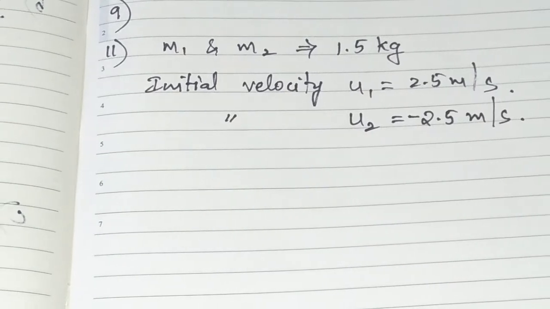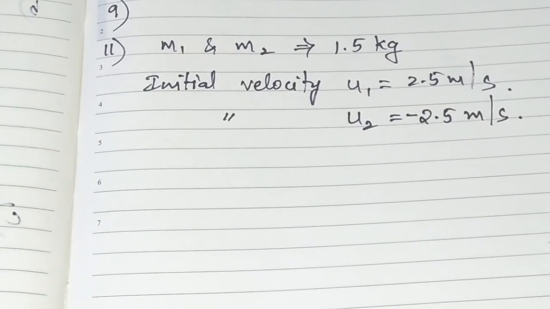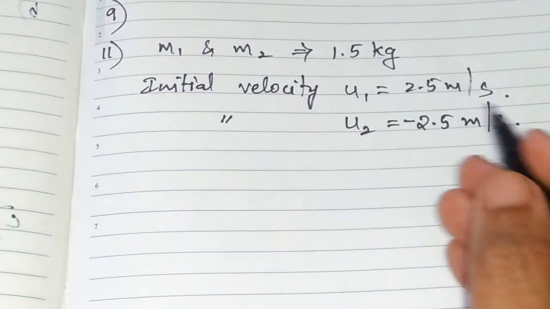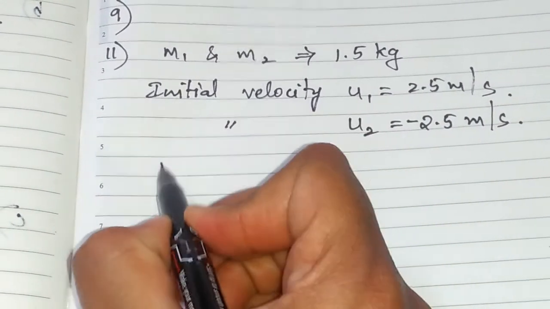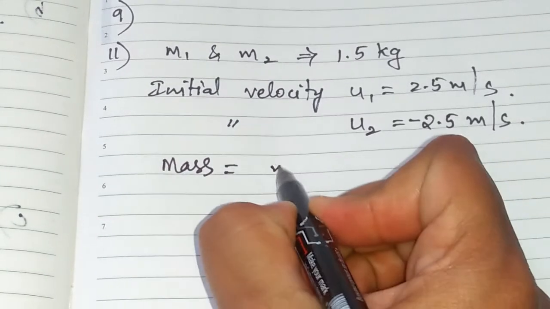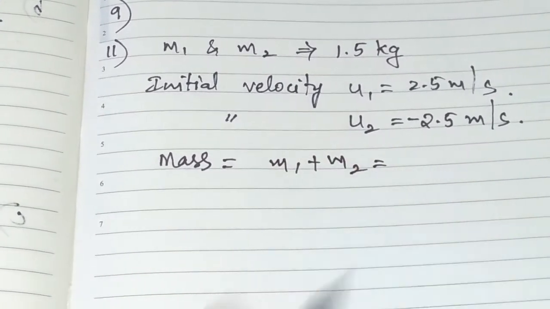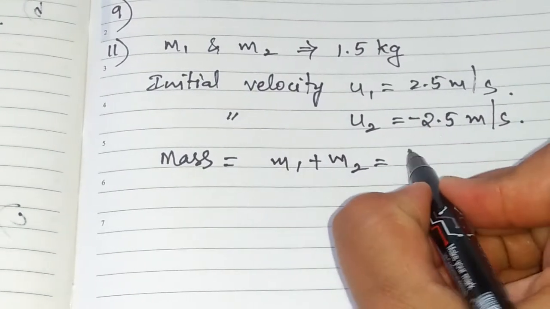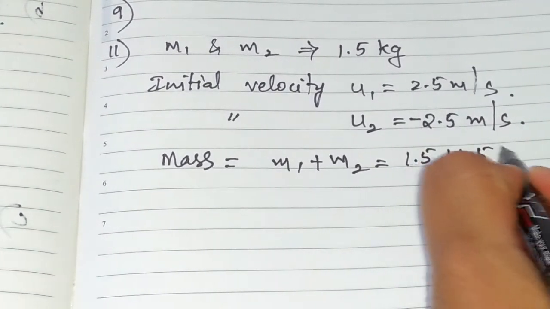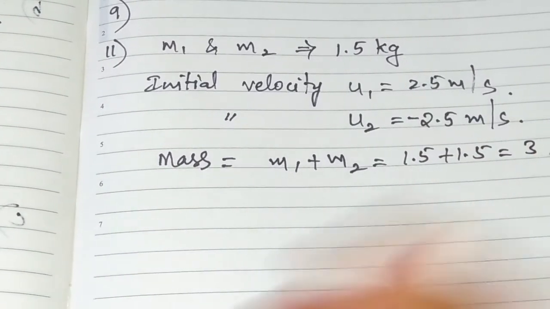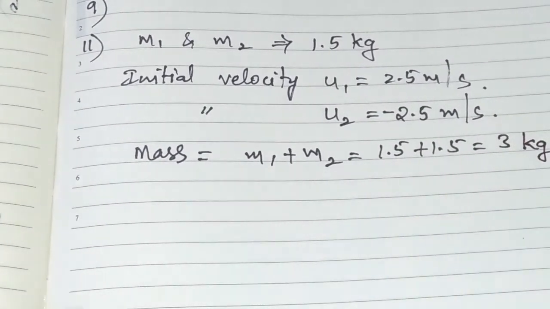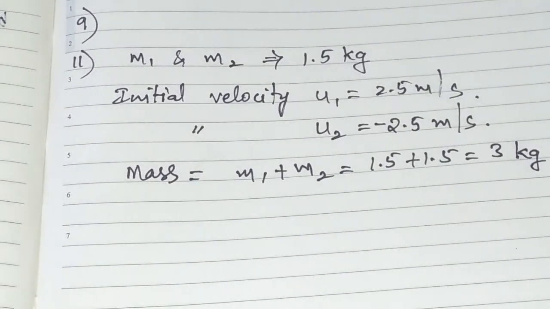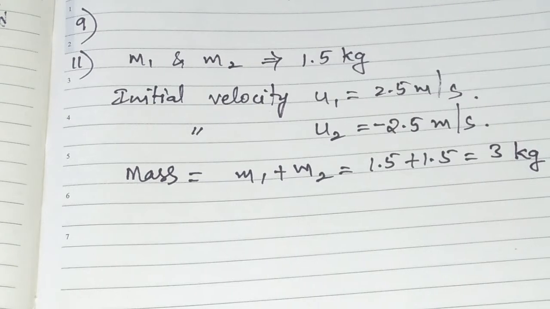Now the final velocity. But before finding the final velocity and final momentum, what is happening after the collision? The mass becomes m1 plus m2. Why are we writing m1 plus m2 here? Because both objects are sticking together. So 1.5 plus 1.5, what is that? 3 kilograms is the mass of the object because both of them are sticking together. Okay. Now let us find the final velocity after collision.